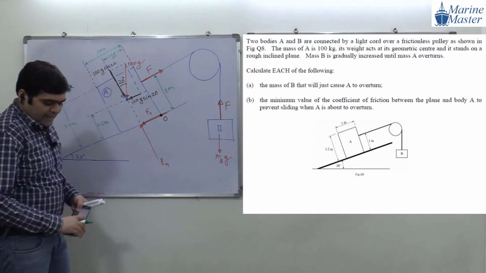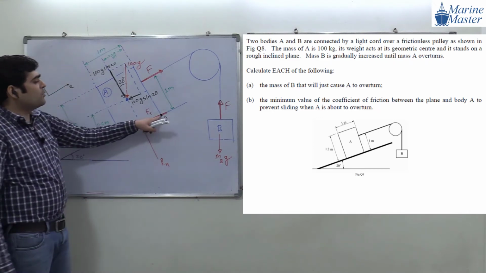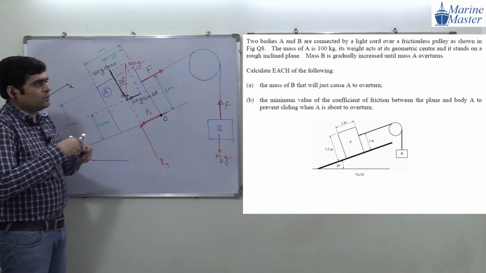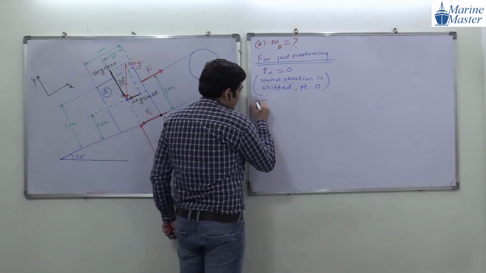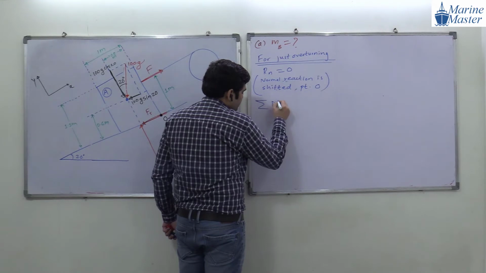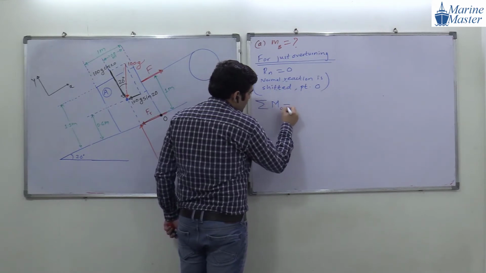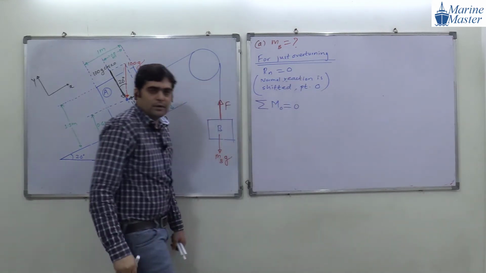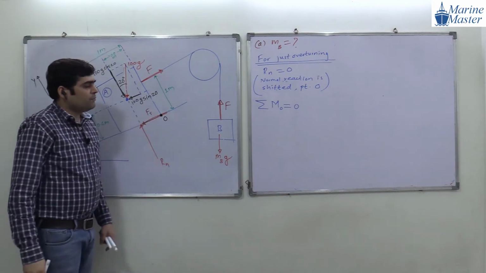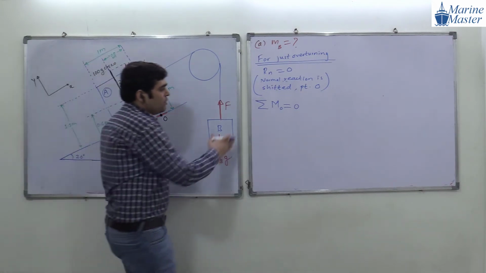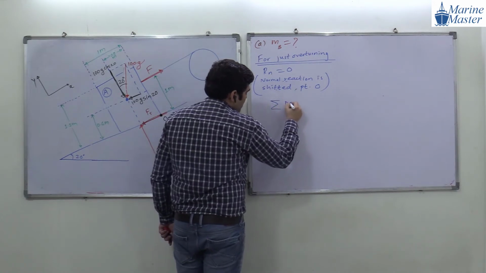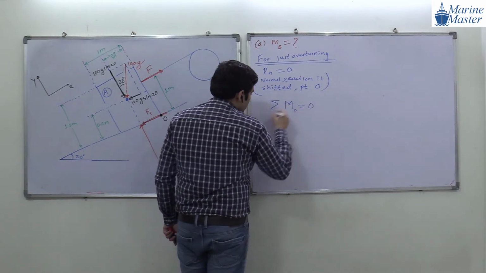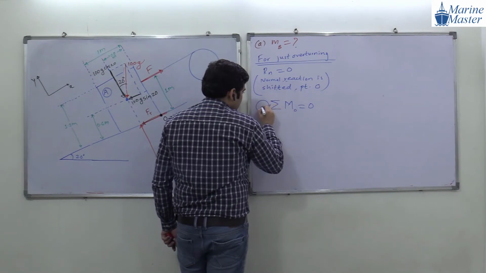Now I am going to take a moment about point O. Summation of moment about point O equal to 0. Why equal to 0? Because our system is in equilibrium. Summation of moment about point O equal to 0, taking clockwise as positive.